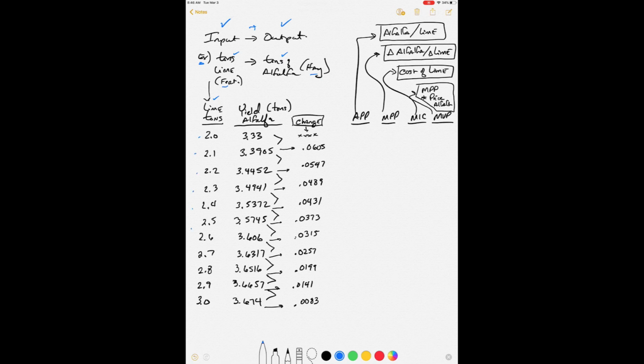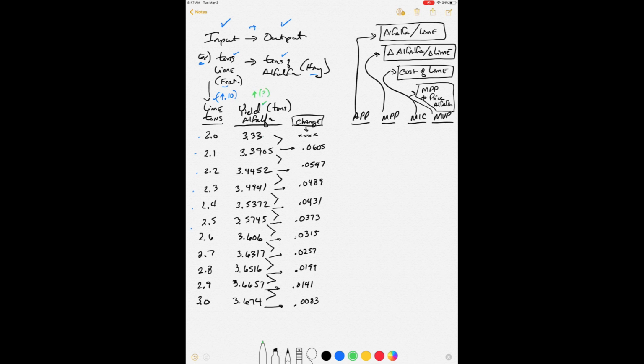You've got tons of lime. It starts out with 2 tons, and it goes to 2.1, 2.2, 2.3. It keeps it consistent. It goes up by 0.1 each time. Now the next thing that we've got is alfalfa yield. That's going to start off at 3.33 tons. And that's going to be our production. That's what we want to produce. Eventually, we're looking at if this is a profit or not.